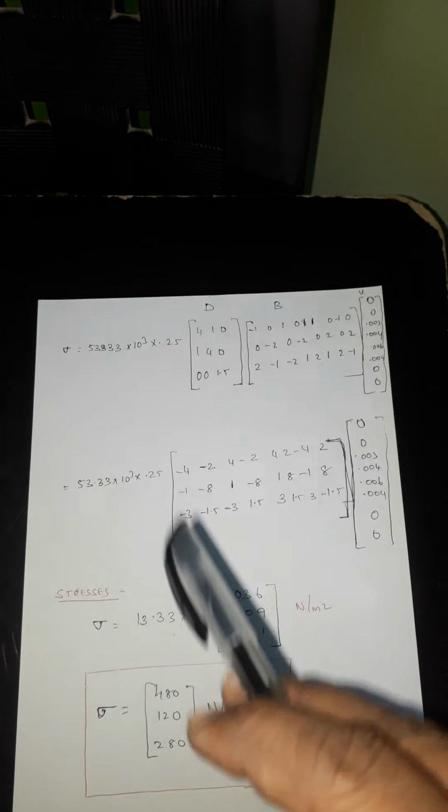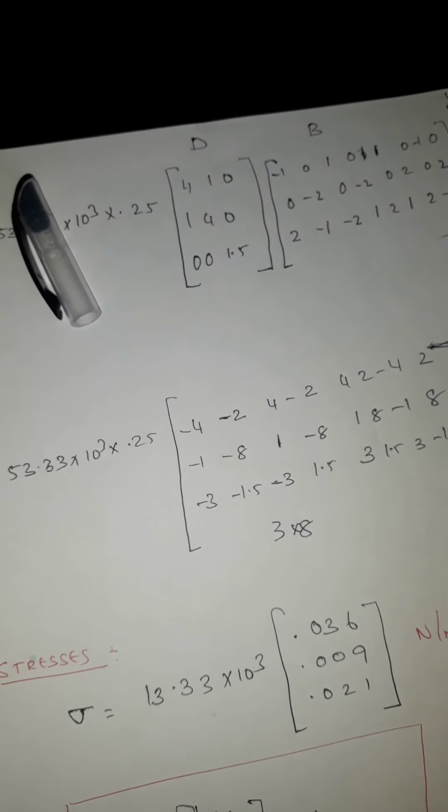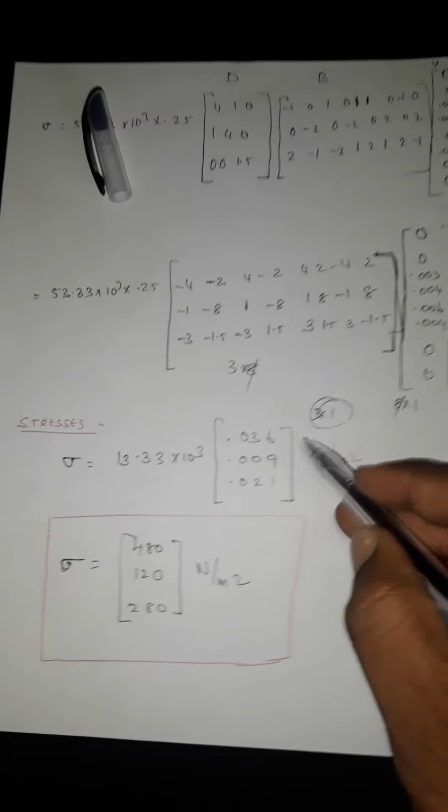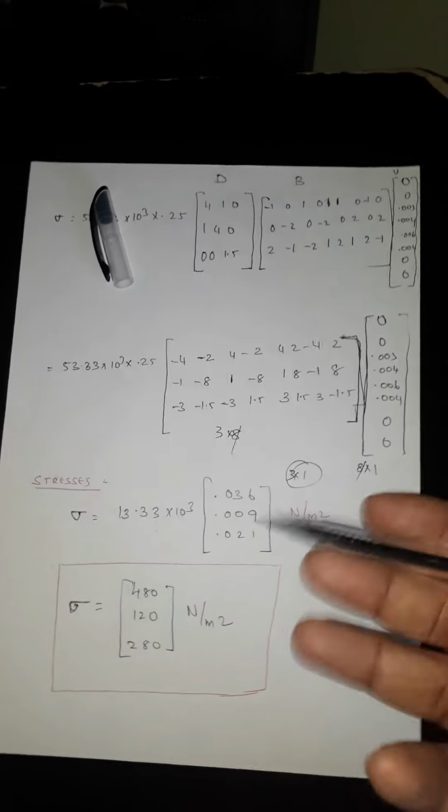Multiplying this and this, you get this value. Easily you can find this: 1, 2, 3, 4, 5, 6, 7, 8. This is a 3 into 8 matrix, and this is an 8 into 1 matrix. The 8s cancel, so you get a 3 into 1 matrix, with 3 rows. Check it. So this is the element stress you got. Here in unit 5 you have to mark this problem, it is an important problem. Don't leave any problems. Thank you.